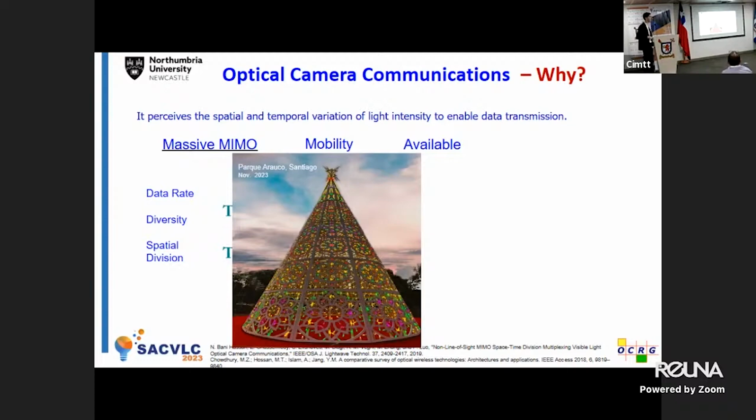You can see different colors, and these can be utilized for certain communication schemes. You can use these for certain applications. This is one of the main triggers for using cameras. That can offer massive MIMO. This cannot be offered by a simple single photodiode.